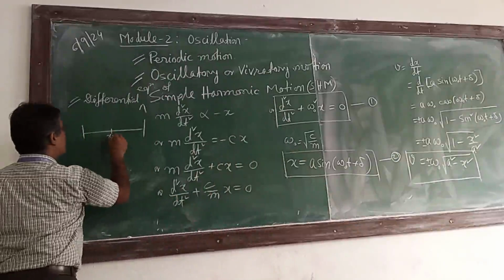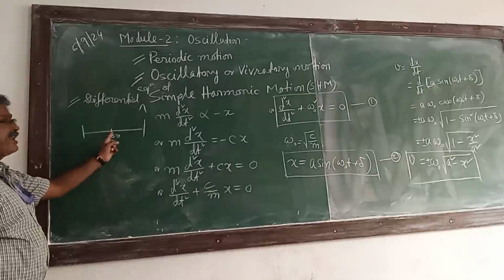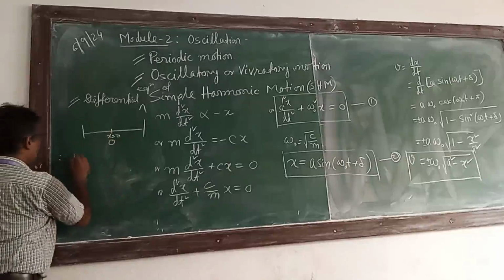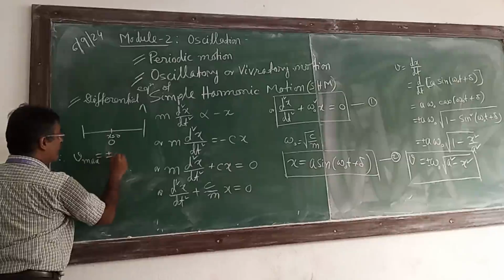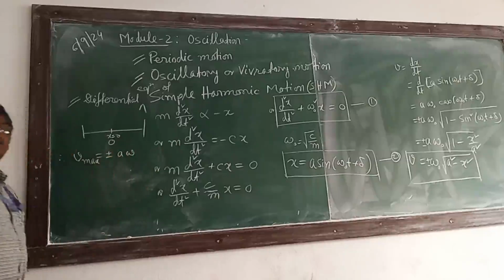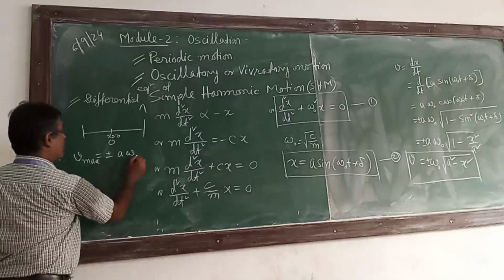Here x equals 0. So at the mean position, the velocity is maximum. Therefore v max equals plus minus a omega naught. At x equals 0, velocity is maximum, and it is plus minus a omega naught.